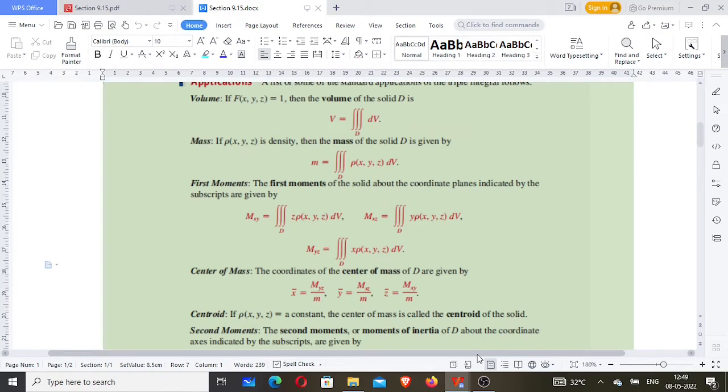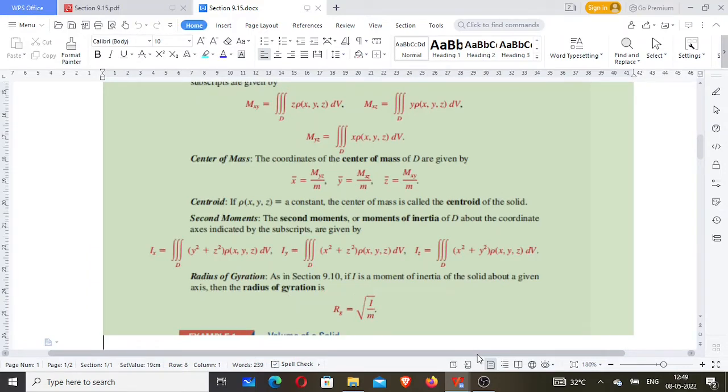Now we have to define the second moments in terms of triple integral. So the second moments or moment of inertia is defined as Ix equal to triple integral over D y square plus z square rho of xyz dV. Iy is equal to triple integral over D x square plus z square rho of xyz dV. Iz is equal to triple integral over D x square plus y square rho of xyz dV. Now radius of gyration. Radius of gyration Rg is equal to square root of I by m.